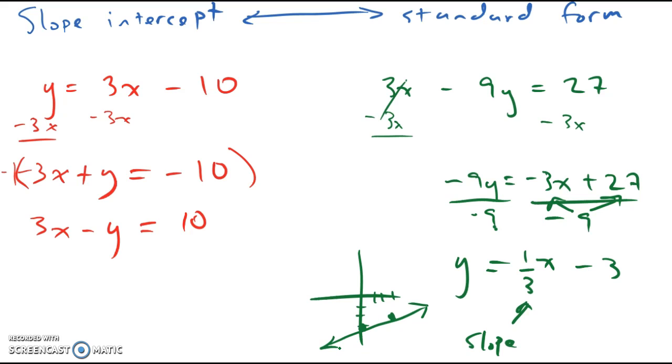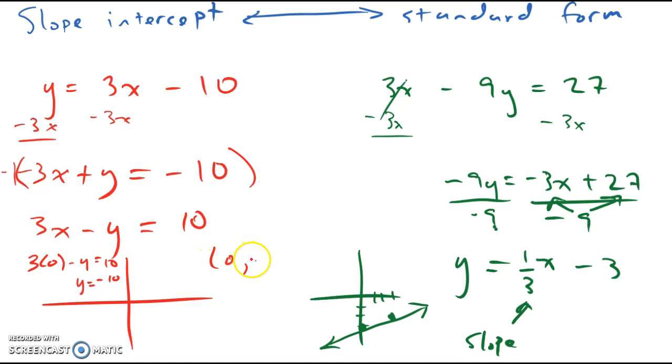Let's go to this next equation, and let's quickly graph it. And remember, for standard form, we just want to graph using the y- and x-intercepts. So when we're on the y-intercept, our value of x is 0. So 3 times 0 minus y is equal to 10. So 3 times 0 is 0, and we've got negative y is equal to 10. That means y is equal to negative 10. And there is our y-intercept.